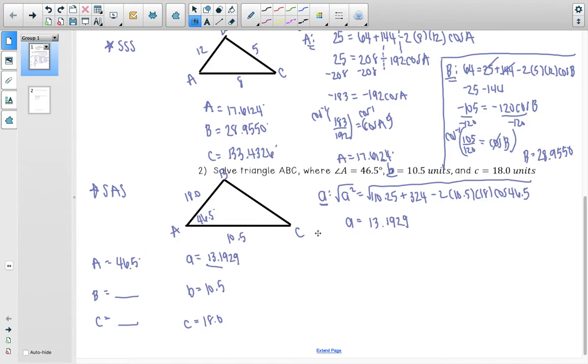So all the sides are taken care of. That's about as easy as we can make it because the sides are taken care of now. So we need to find an angle, and I'm just going to go alphabetically. So let's try to find angle B.